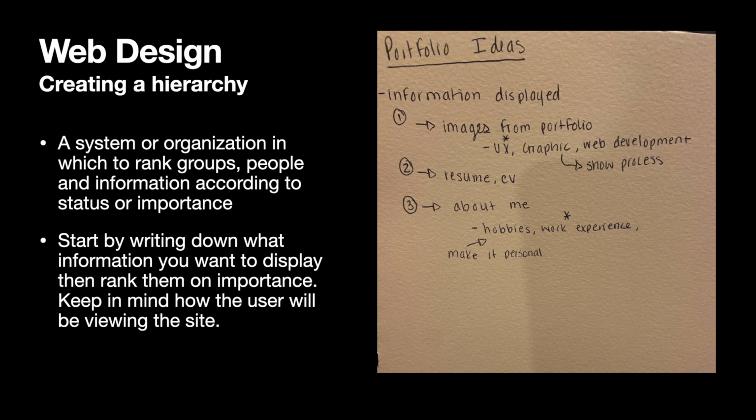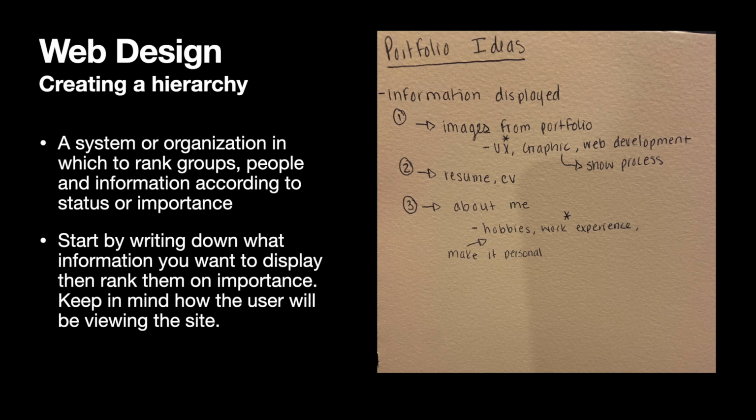We're going to start by creating a hierarchy of information. A hierarchy is a system or organization in which to rank groups, people, information according to status or importance. So here I have to make a portfolio website so I can apply to co-ops later. And I know that I want to display my portfolio, which is a bunch of images. I want to display my resume, my CV, and then something about me, something personal. And so I happen to write my list down and the importance that I want shown, where images are more important than resume and about me is the last.